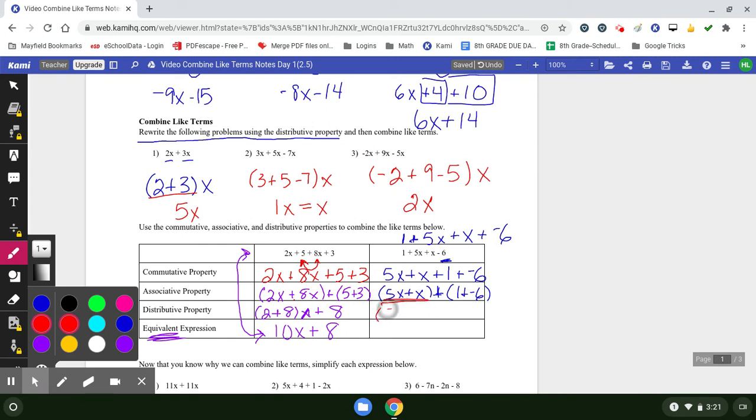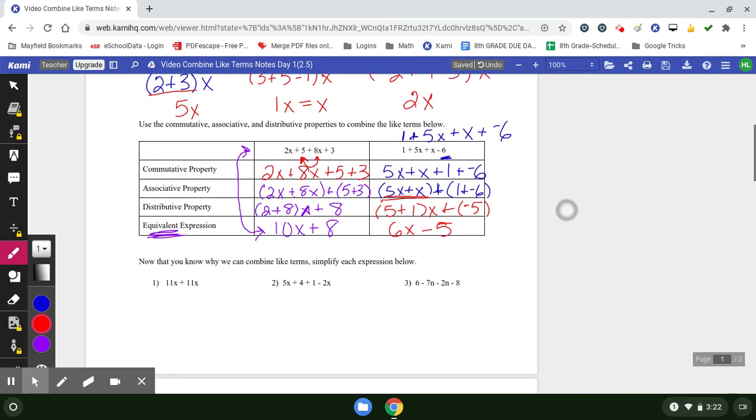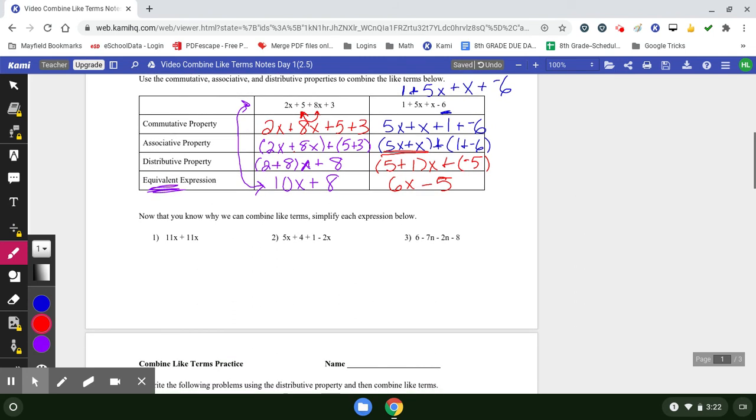So when I pull the x out, I end up with 5 plus 1, because there's a 1 in front of the x. And then I can simplify 1 plus negative 6 is negative 5. Okay, 5 plus 1 is 6, so 6x plus negative 5 is the same as minus 5. So I was able to write an equivalent expression. So remember, we're doing why can we do this? And those three properties are the reason why we can combine like terms and why we can circle and square numbers and variables and combine them.